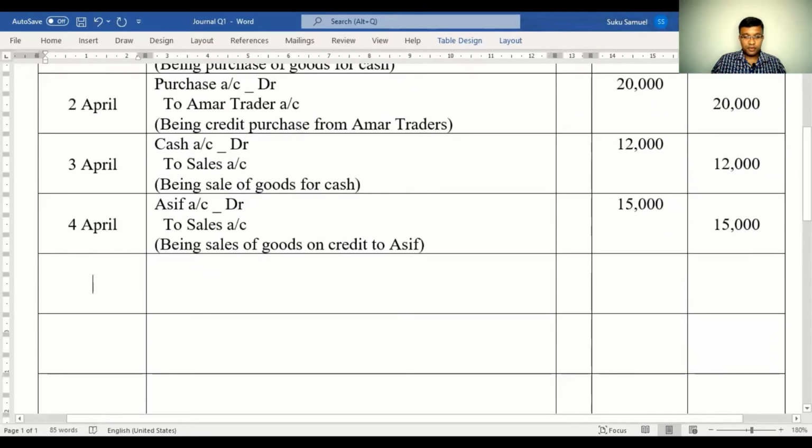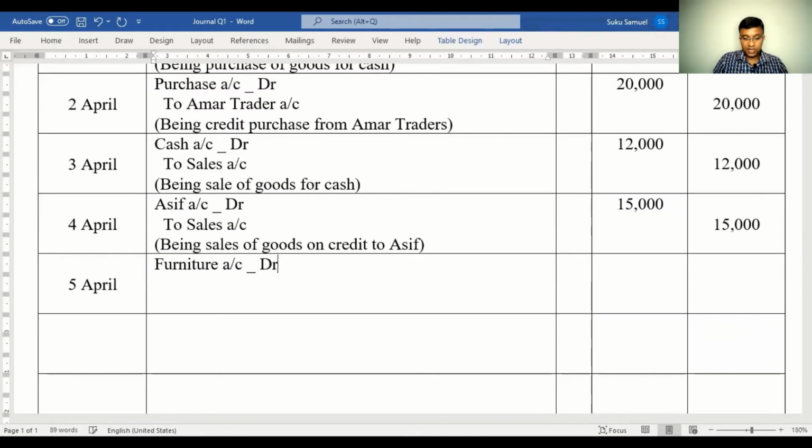Now let's move on to the fifth transaction. Fifth transaction is purchased furniture or bought furniture. Now when you buy furniture, furniture would be coming in. So furniture is real, debit what comes in, so which is 2,500. When you buy furniture, you would be paying for it in cash. So cash would be going out. Being purchase of furniture.